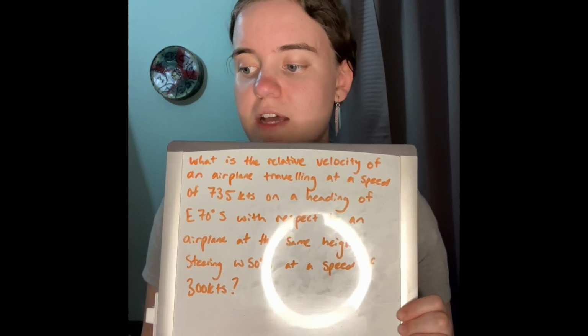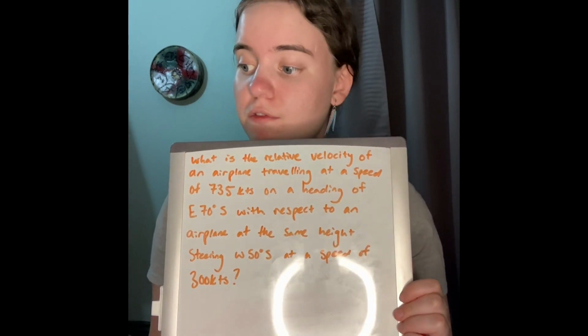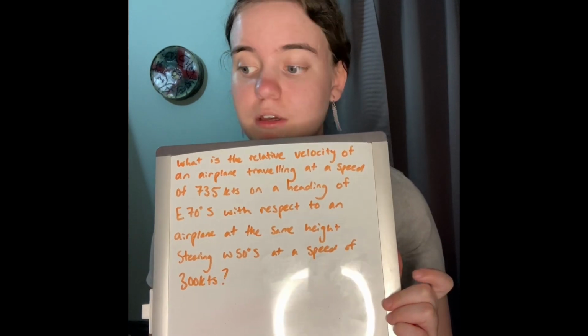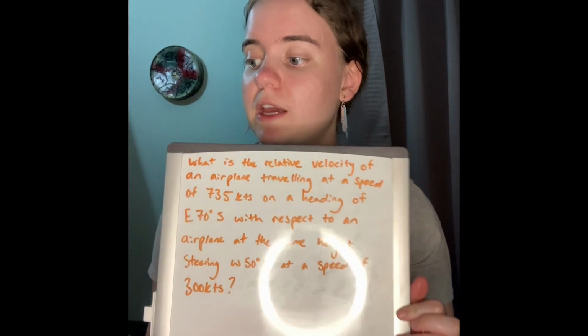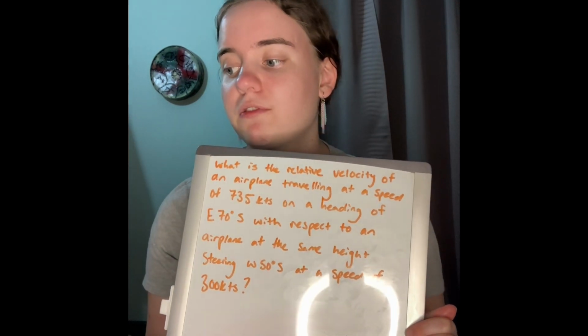All right, so now we have a much more complicated question which asks, what is the relative velocity of an airplane traveling at a speed of 735 knots on a heading of east 70 degrees south with respect to an airplane at the same height steering west 50 degrees south at a speed of 300 knots? So I'm going to start drawing that out, and I'm going to have to shimmy some stuff around to get this to work the way I want it to work.